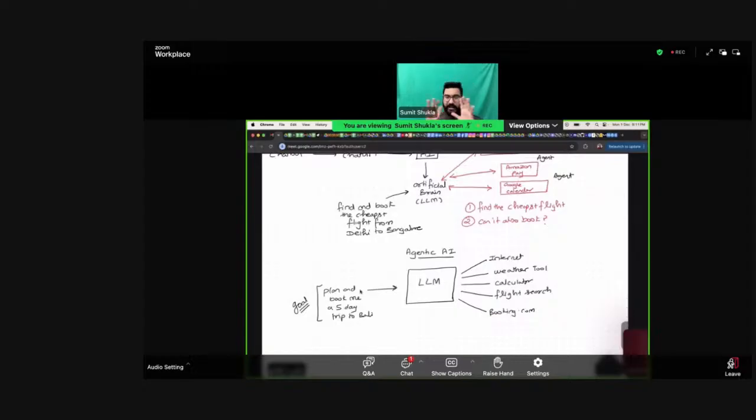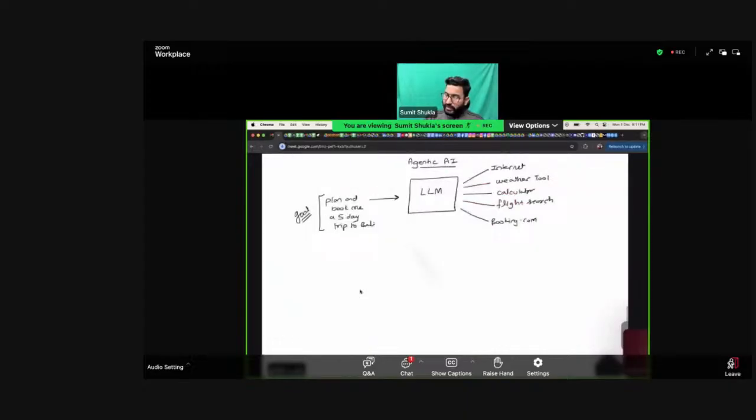This entire framework is known as agentic AI. And if I involve multiple agents working together, that is known as multi-agent systems. So if I have another LLM with another set of tools, another LLM with another set of tools, and there is one master LLM who is controlling all these, then this framework is known as a multi-agentic system.